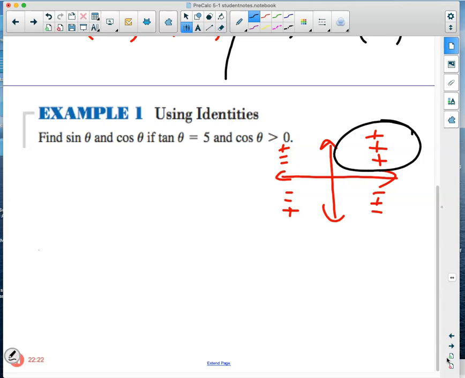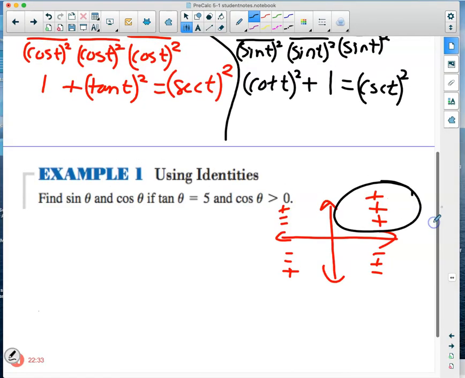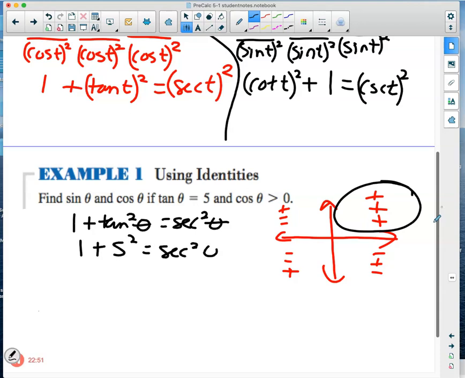Right there. And I need to use an identity that uses tangent because they gave me that one. So I flip back up here. And I see, there it is. 1 plus tangent squared theta equals secant squared theta. Well, I'll start with that. Now they told me tangent is 5, so I'm just going to substitute that in there. Follow the order of operations and do a little math. 5 squared is 25. 25 plus 1 is 26.